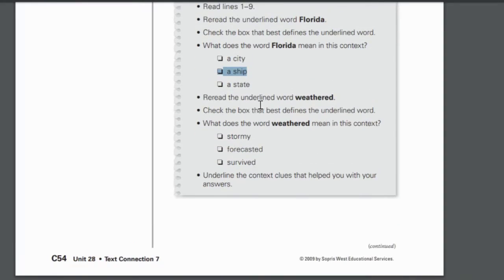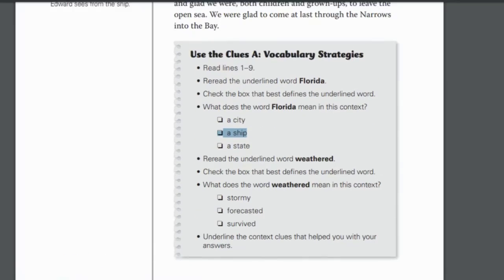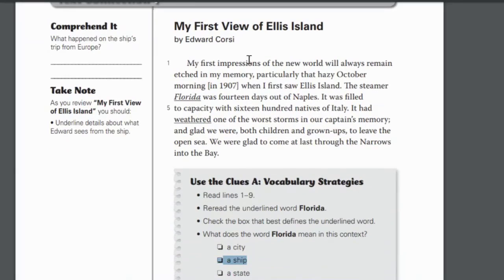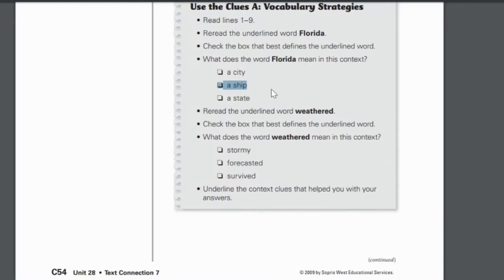Okay, and we're going to reread the underlined word weathered and try to figure out what that means too. It had weathered one of the worst storms in her captain's memory. So weathered probably doesn't mean stormy here. It doesn't mean the weather outside or forecasted. It means survived because the ship survived a terrible storm.